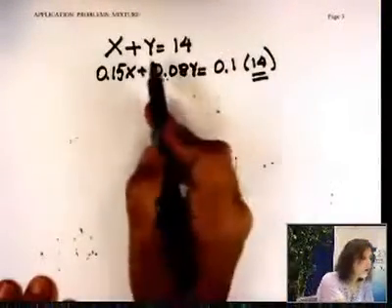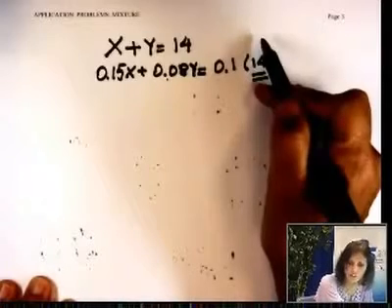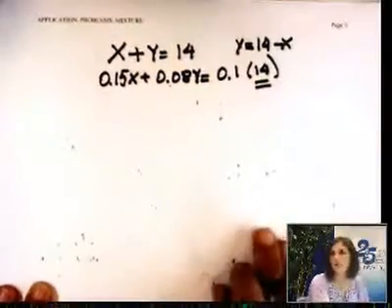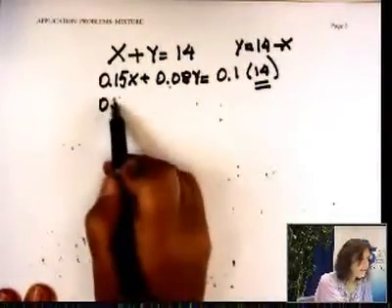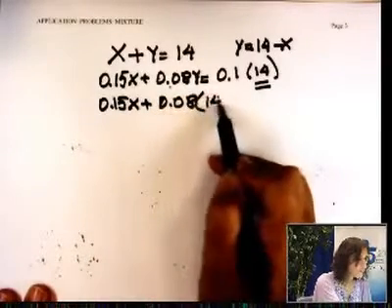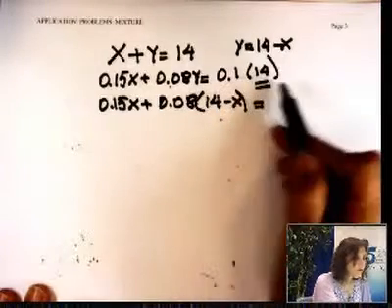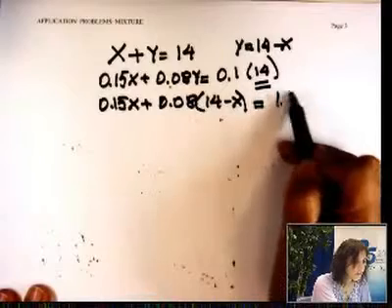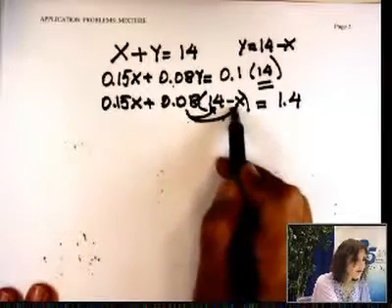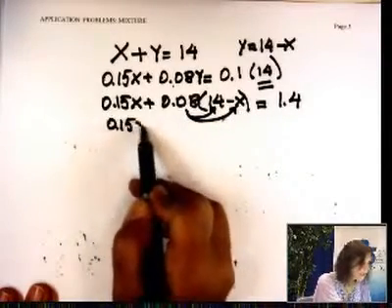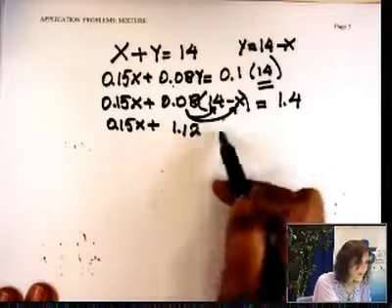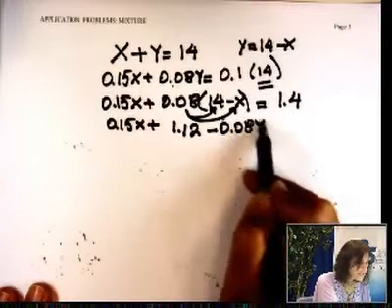Instead of y, let's put 14 minus x and substitute: 0.15x plus 0.08, instead of y, I'm going to put 14 minus x, equals 0.1 times 14, 1.4. Okay? So, let's distribute this. So I have 0.15x plus 0.08 times 14 is 1.12 minus 0.08x equals 1.4.